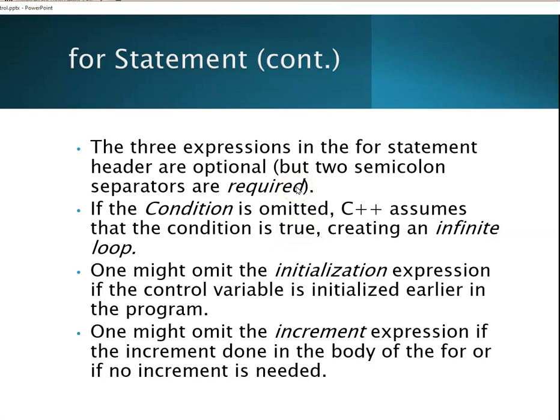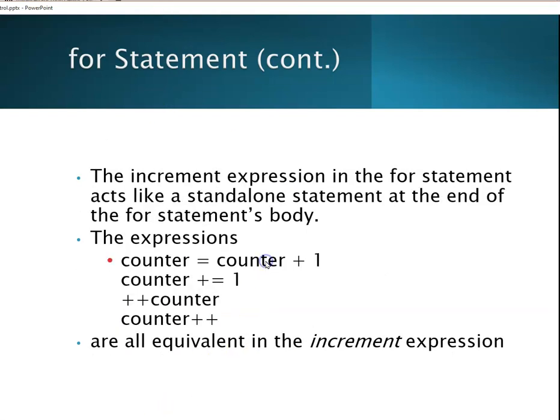So, in the for loop, the three expressions in the for statement are optional, but the two semicolons are required. If the condition is omitted, C++ assumes that the condition is true, creating an infinite loop. If you omit the initialization, that's fine if the program initialized it earlier. And you could omit the increment expression if the increment is done in the body of the for, or no increment is needed. There are opportunities for infinite loops there.